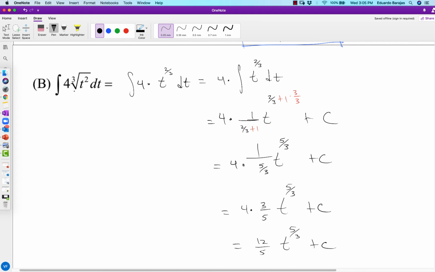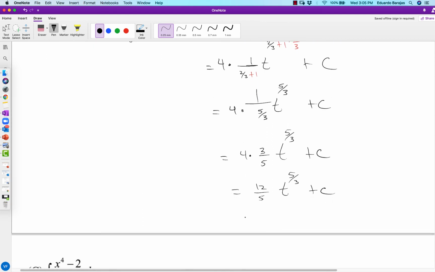Good. The original question came in this format, so we might want to simplify it a little bit more. And so we could rewrite this as 12/5 times the cube root of t to the 5th power, which is the same thing as pulling out 1 t and having t squared inside the root. Cube root of t squared plus some constant. Okay, so let's check it.